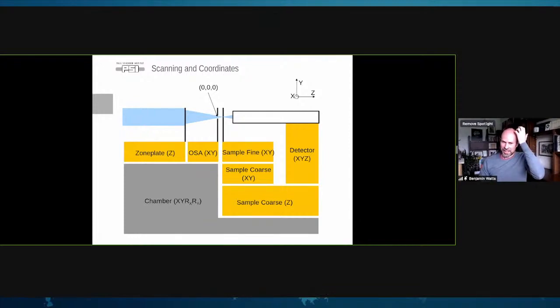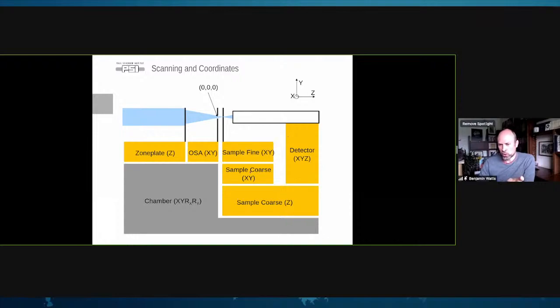So in terms of scanning, we have here the design of the STXM. We have the zone plate on a Z stage, so it can move back and forth to accommodate the changing focal length when we change the photon energy. The order-selecting aperture, we can move in X and Y to position that pinhole on the axis of the zone plate. And then the sample has a coarse Z stage underneath, which moves both the sample and the detector in Z. So we can move all that away from the zone plate to change the sample easily.